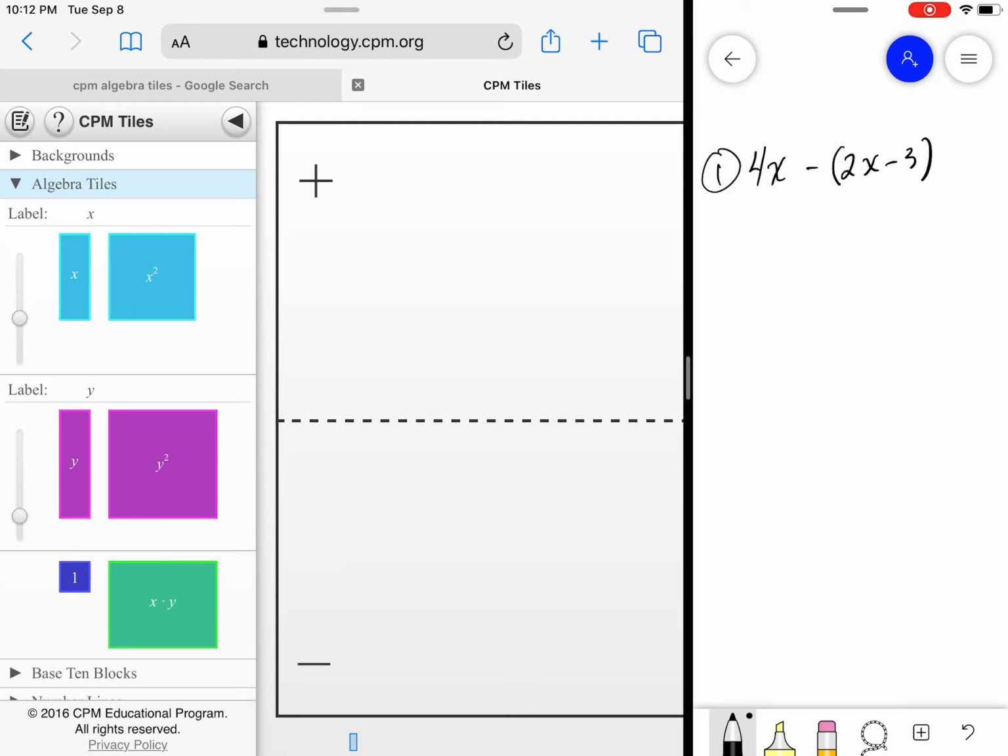So I want us to recall what flipping up is and make a quick scan. I can see I've got a negative in front of these parentheses. That means I have something to go in the negative section, which will eventually need to get flipped up. So let's go ahead and build this. We've got 4x's here in the positive zone. And then in the negative zone, I'm going to have what's in the parentheses, which is 2x and a negative 3.